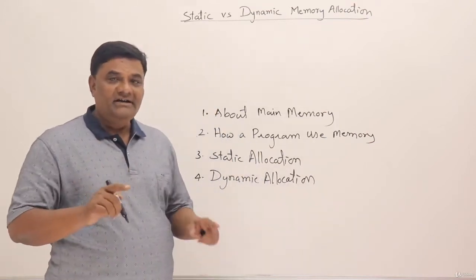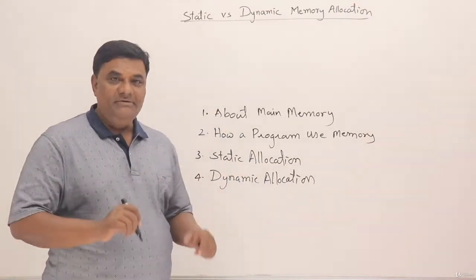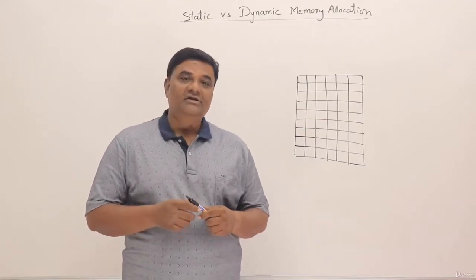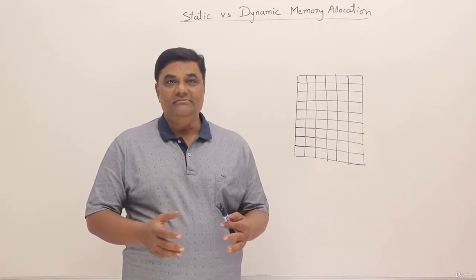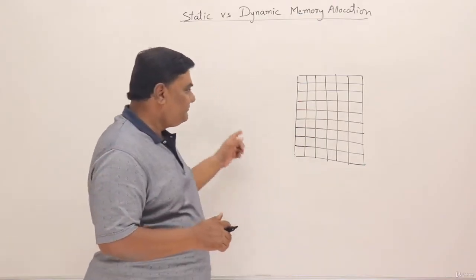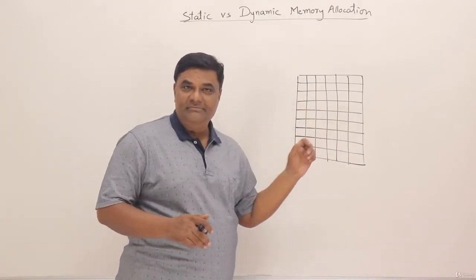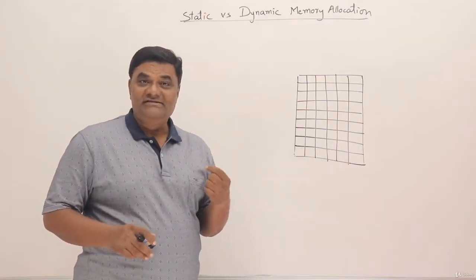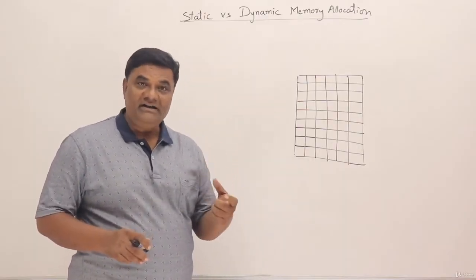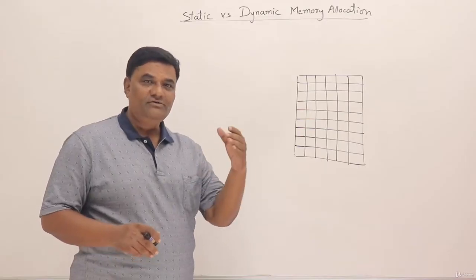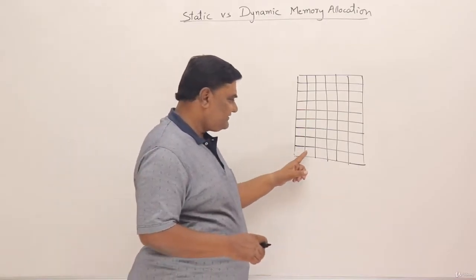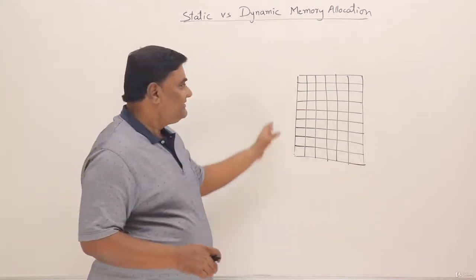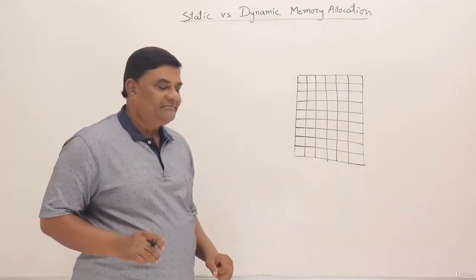Let us start by studying something about main memory. Let us discuss static versus dynamic memory allocation. For that, we should understand memory. Suppose this block shows a memory. The memory is divided into smaller addressable units, called bytes. So memory is divided into bytes. Let us assume these boxes are bytes, and this is the entire memory. A small picture I have taken.